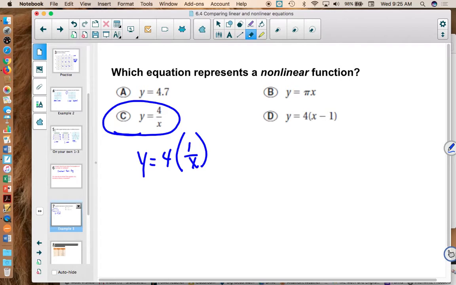Y equals 4x minus 1. Is that linear? If I simplify this one, isn't it nothing more than y equals 4x minus 4? Is that still a constant rate of change? Sure it is. X is always multiplied by 4 and then subtracted by 4. But the change is the same. Okay? The only one that did not represent a linear function was C. It's the only one that doesn't fit.